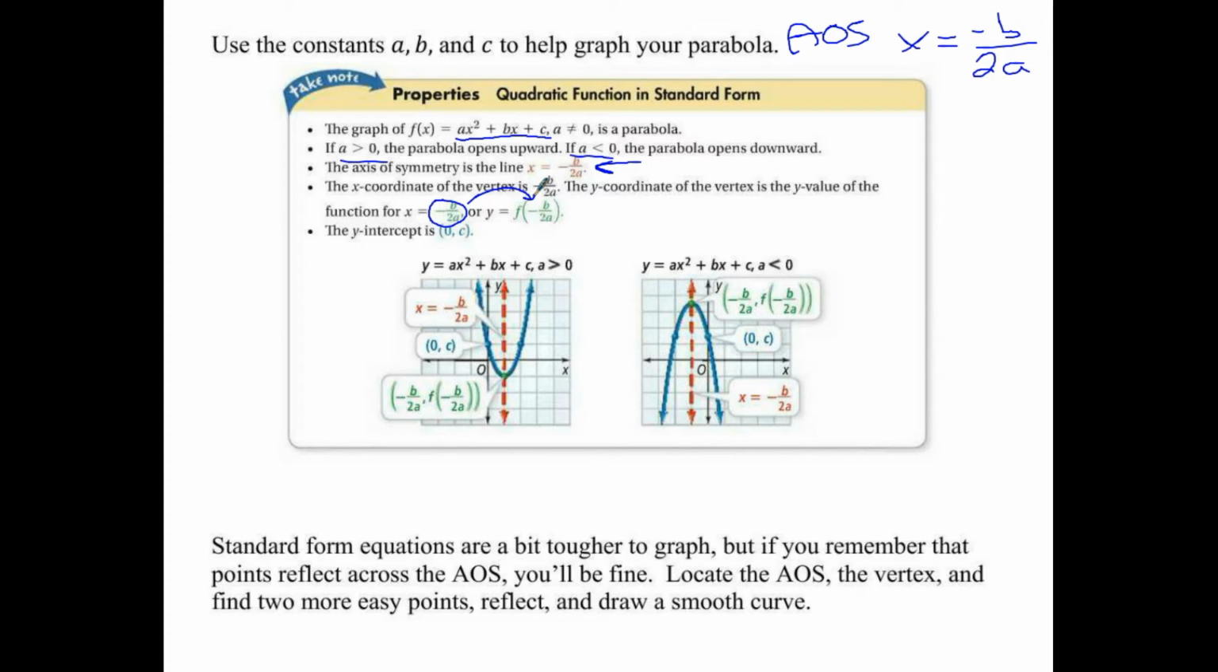And then the y-intercept we saw in the previous slide was (0, c). Remember that it's an ordered pair. It's not just a number. So the two graphs that we have here kind of illustrate that point.